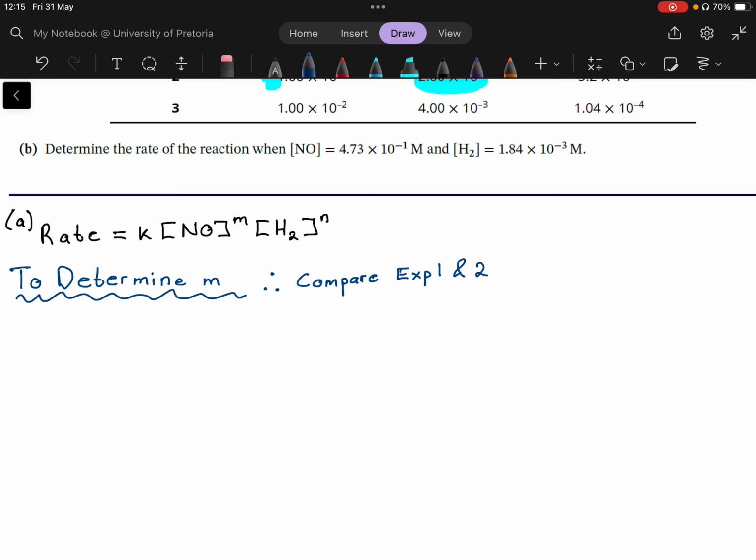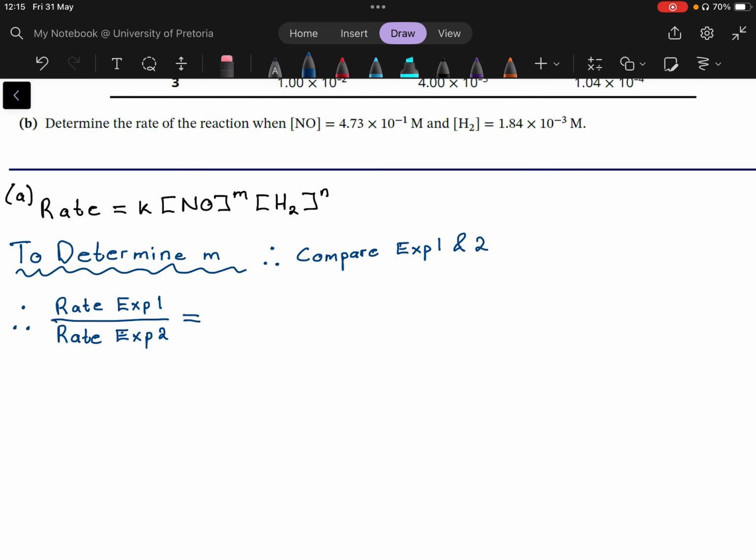And how we do that is we say the ratio between experiment 1 and 2 needs to be the same as the ratio between, well, the rates of those experiments. So this means the rate of experiment 1 divided by the rate of experiment 2 is going to give us some ratio, right? But what is the rate? It's that expression there at the top.